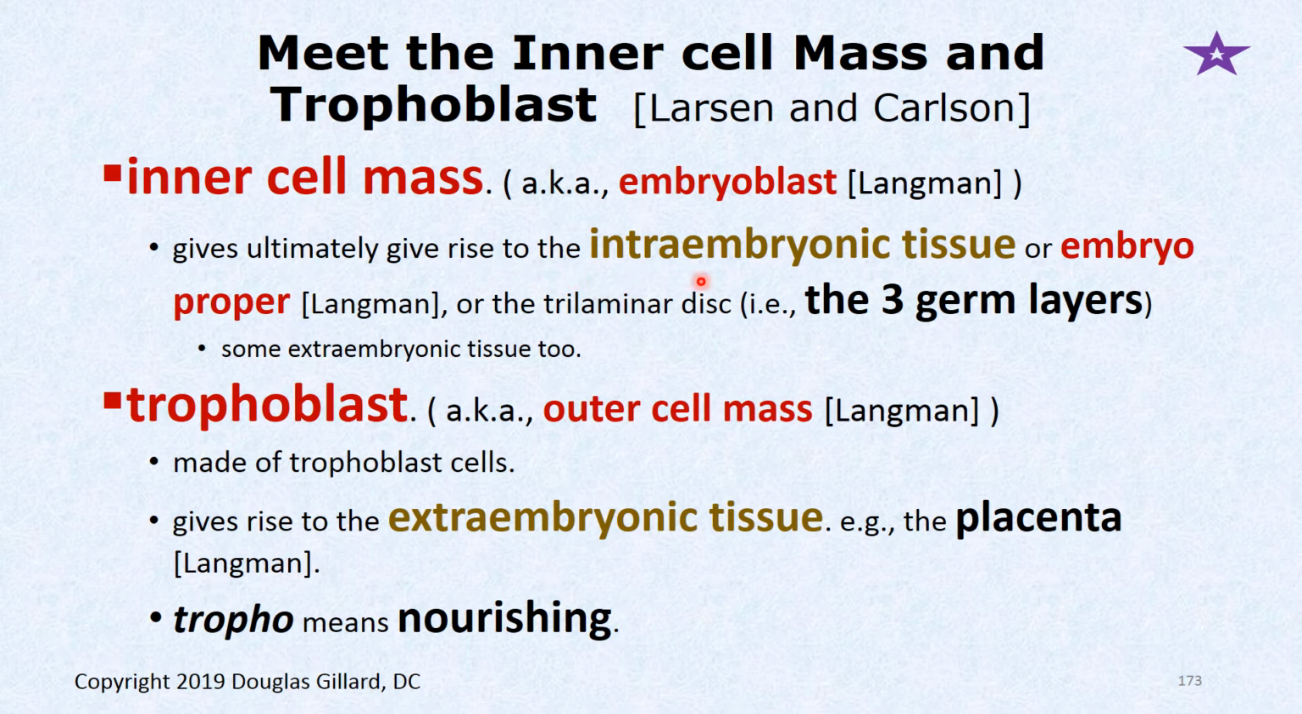Some authors say it gives rise to the intraembryonic tissue, or the embryo. The trophoblast is, again, a weird outer cell mass name by Langman, but some authors call it the extraembryonic tissue because that is not us. That's going to shelter us and feed us and protect us as we develop, but it's not going to become part of us. In fact, tropho means nourishing. So it's kind of a nourishing type of deal. We'll see as we go through. But it ends up forming the placenta, for example.